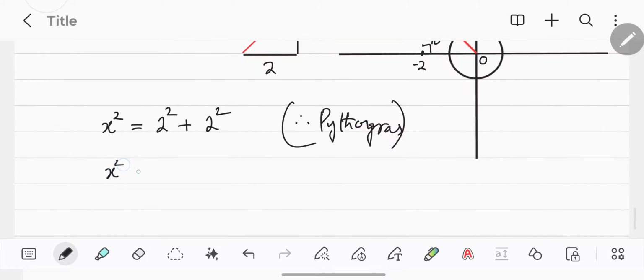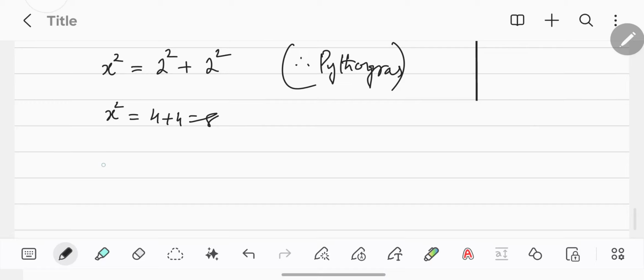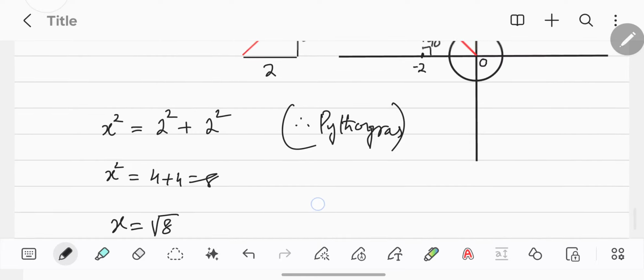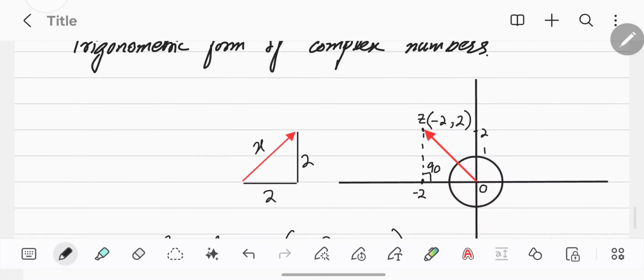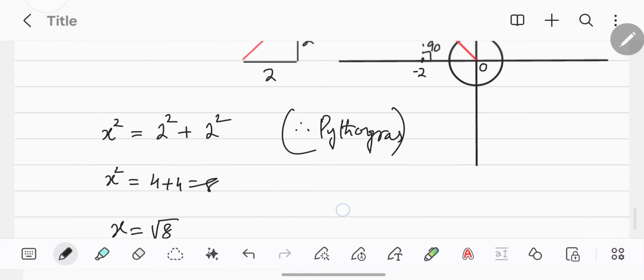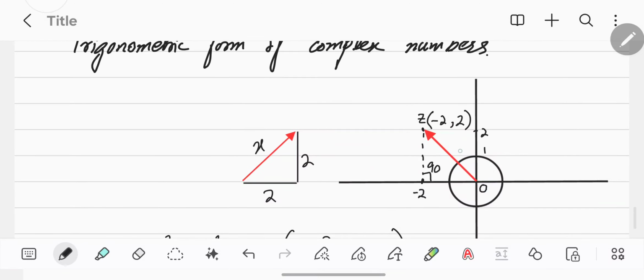If we do the calculations, this is 4 plus 4, which is 8. Since we have to find x, x is equal to the square root of 8. We are not taking the negative value, we are only taking the positive value of the square root, because this is a length. So this is just this triangle. I have just rotated it in order to simplify things. That means the length of the arrow is square root of 8.